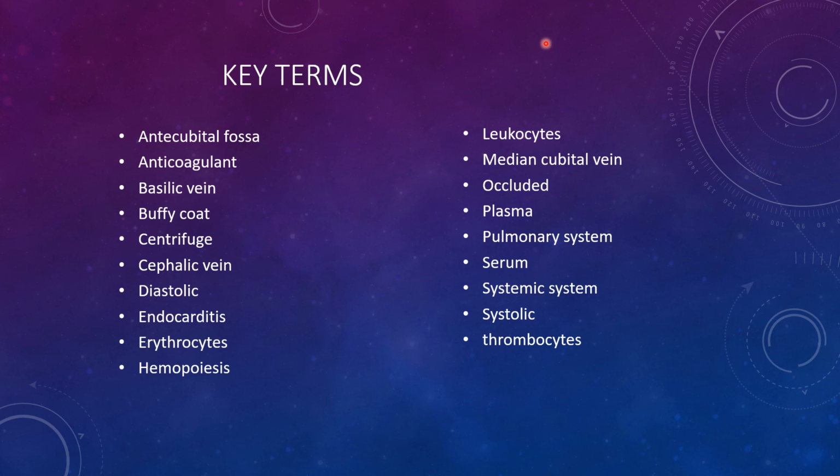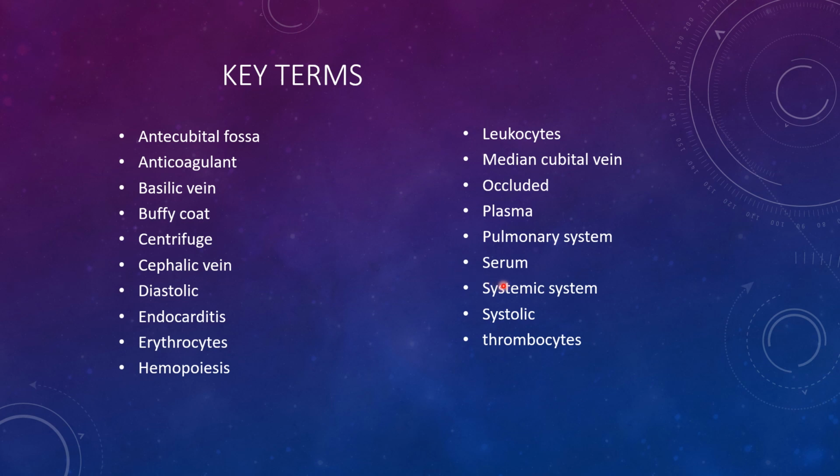Next is occluded. When you say occluded, class, it is blocked. The normal flow of the blood is prevented. Next is plasma. From the term itself, plasma is a blood fluid that contains blood clotting agents. As you can see, this is seen in your anticoagulated blood. If it is anticoagulated blood, you will see a yellow fluid there, that is your plasma, because it contains your blood clotting agents. Meanwhile, your serum is a fluid from blood without clotting factors.